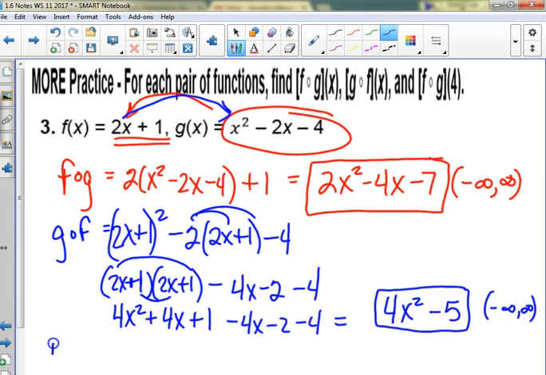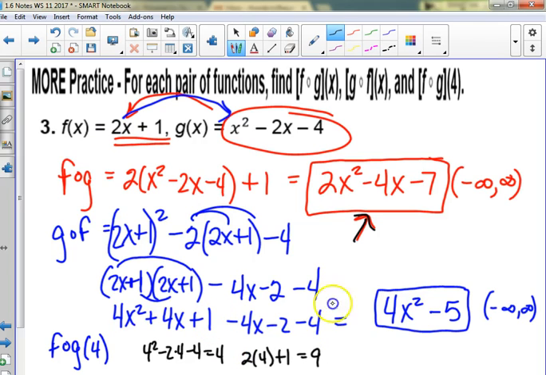Okay. Now, what of f of g of 4? One way you could do it is just put a 4 into f of g right up here, if you're confident you've done that right. Is there another way, though? Yep, you could put 4 into the g first, so you'd have 4 squared minus 2 times 4 minus 4, which would be 16 minus 8 is 8, minus 4 is 4. And then put that answer into f. I got 9. Is that the same thing if we put it in here?